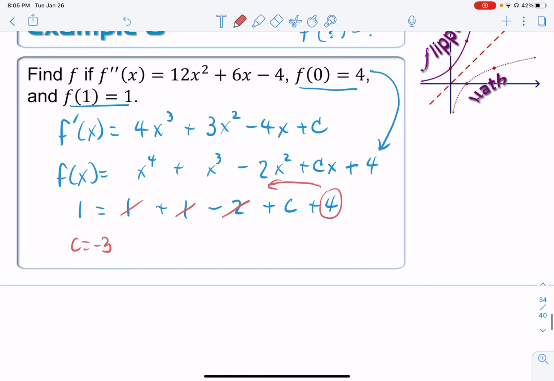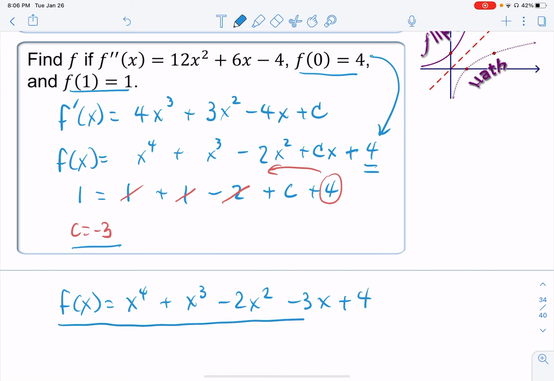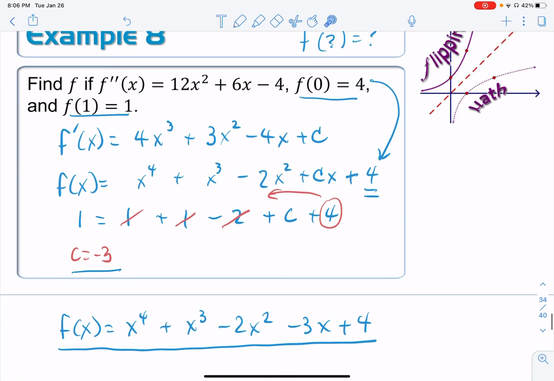Okay, one last thing. Let's rewrite the whole entire function then. With all the c's and the d's in place, I have f of x is equal to x to the fourth plus x cubed minus 2x squared minus 3x, that's the -3 we just found, and then plus 4, which was the d that was there. And voila, we have our f of x function given the second derivative and then 2 initial conditions.